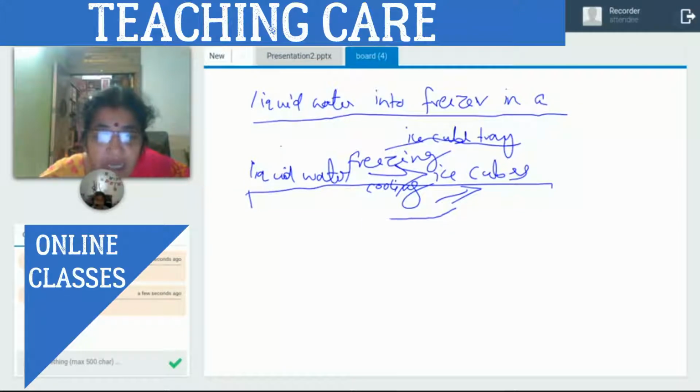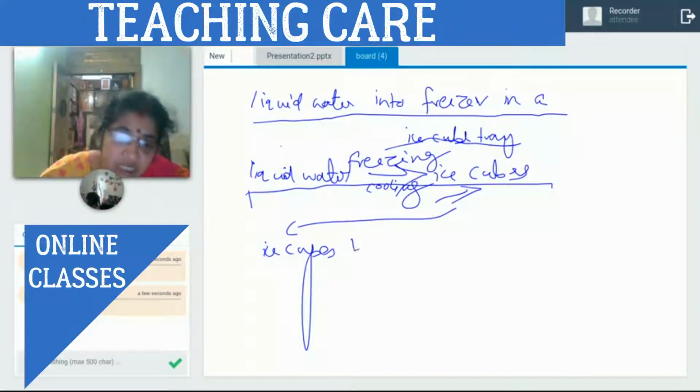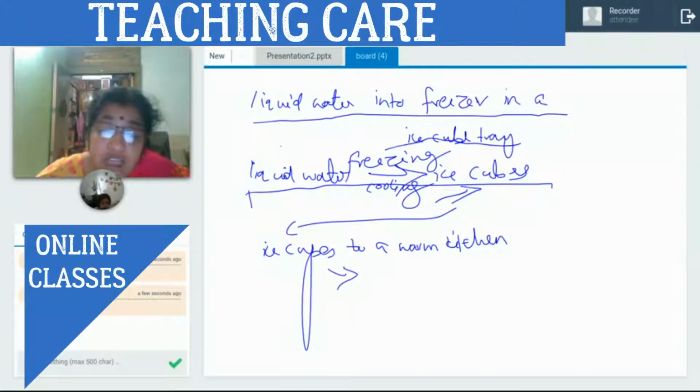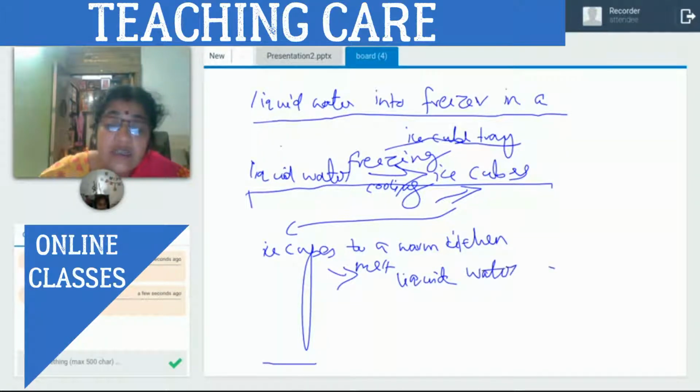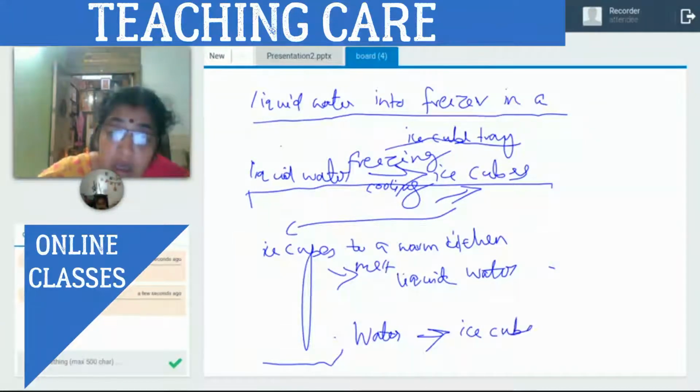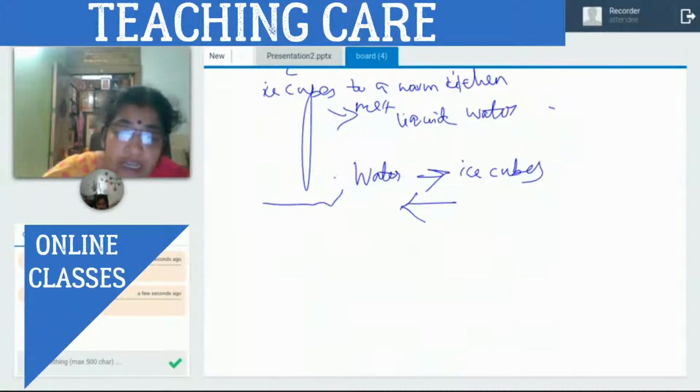Now, if you are bringing those ice cubes into a warm kitchen, what will happen? The cubes will melt into liquid water, right? So by this, what you can understand is water can be changed into ice cubes, and ice cubes can be changed into water, right?